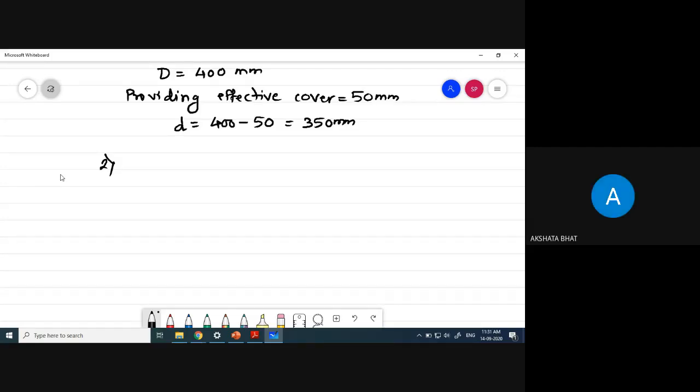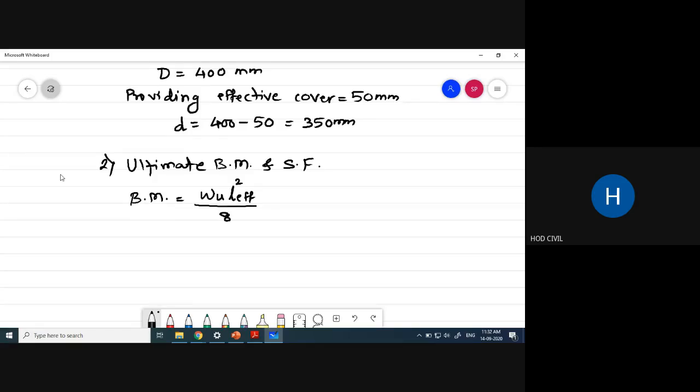Okay. Now what is the second step? Calculation of ultimate bending moment and shear force. Load is already given, so we will calculate the ultimate bending moment and shear force. As the given beam is simply supported, the maximum bending moment formula is WL square by 8. So this is Wu L effective square by 8. What is the value of Wu? It is 40 kilonewton. So 40 into effective length, which is already given as 5.